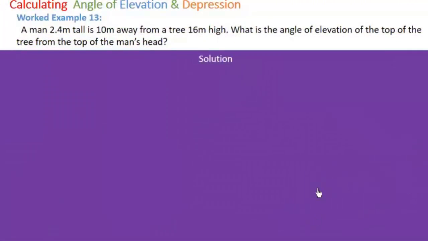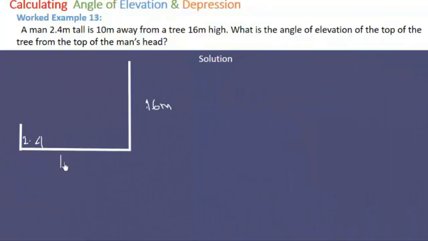A man is 2.4 meters tall, so let this be the height of the man, 2.4 meters. Then the man is 10 meters away from a tree, so this is the tree, 16 meters high. Then the distance from the tree is 10 meters. So we are calculating the angle of elevation from this point. So let that angle be theta.